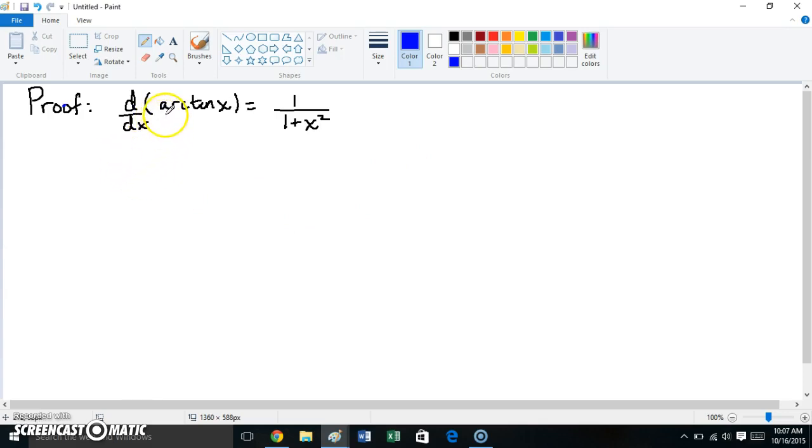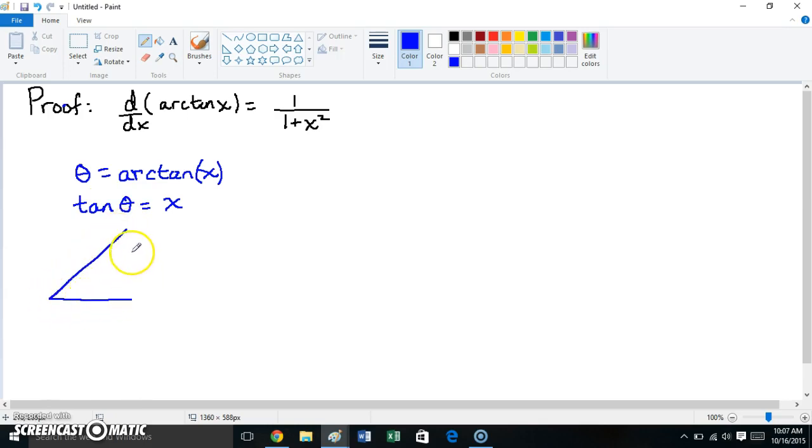Okay, so I'm first going to start off and think about theta equaling the arctangent of x. Remember, the arctan, or the inverse tan, will find an angle for a given trig ratio. Rewriting that, we could say the tangent of theta is equal to x. And with every trig function and trig ratio, there is an associated right triangle.